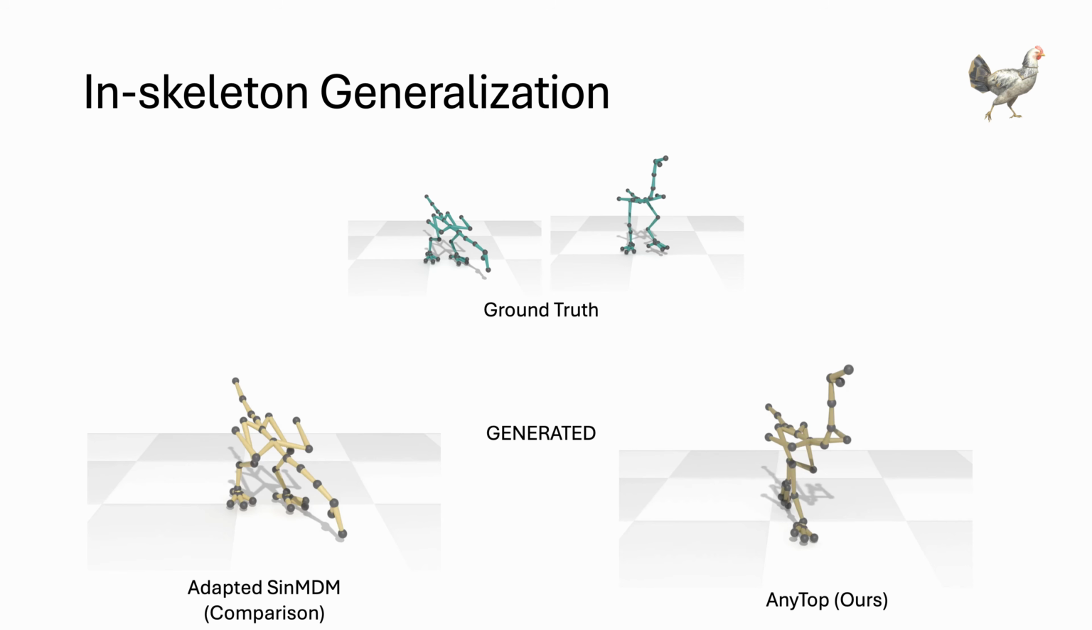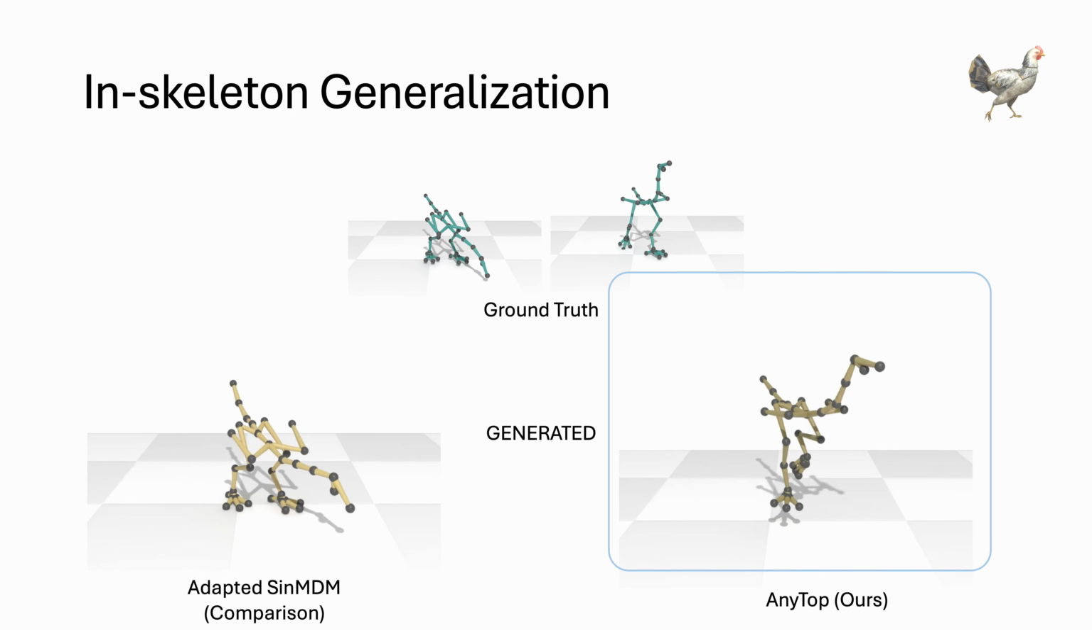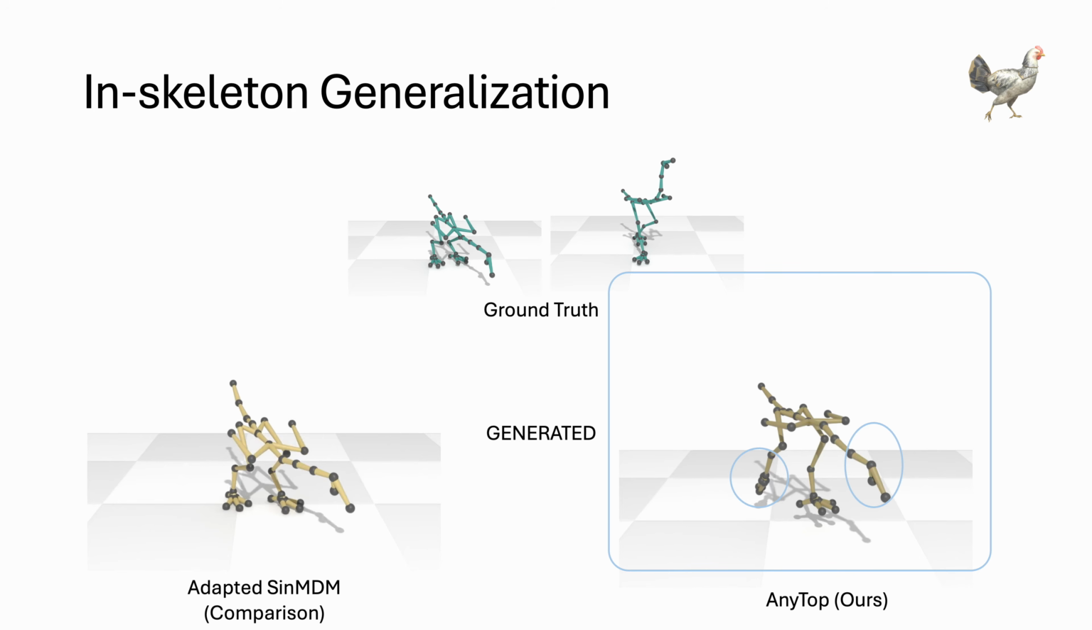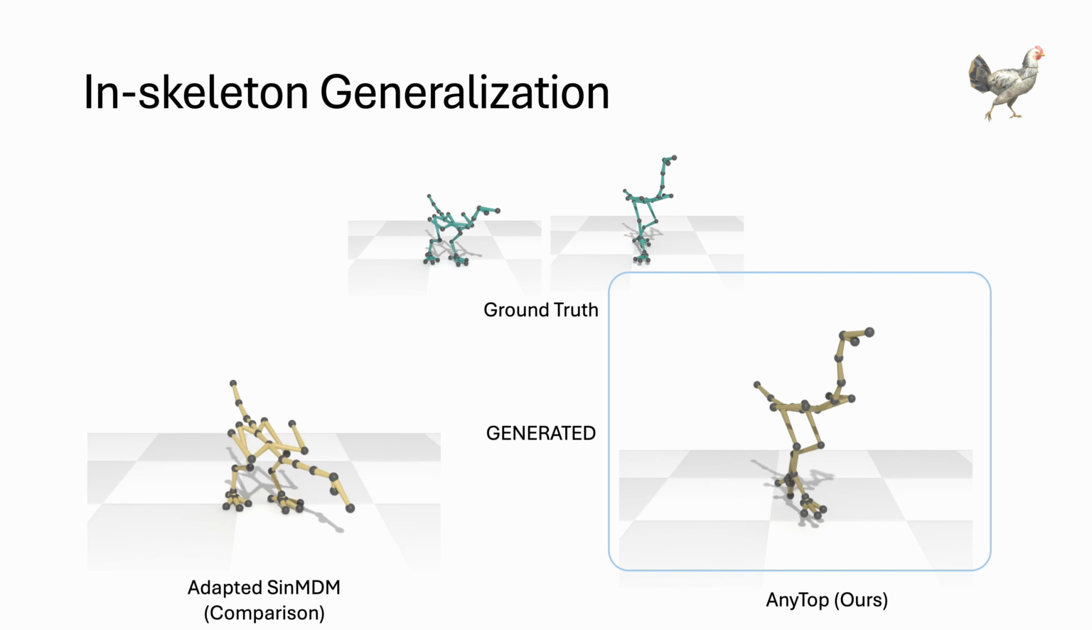Analyzing the results, we identify three types of generalization. In-skeleton generalization is related to generating new motion variants that preserve the character's original motion motifs. The adapted SynMDM seen on the left cannot combine joints from different motions into the same frame. AnyTop combines a pecking motion with lifting a leg, drawn from different motions in the training set.